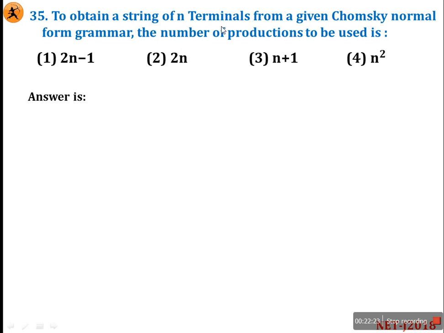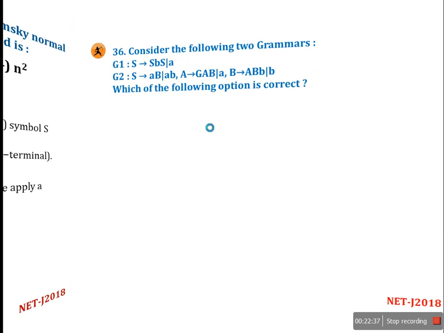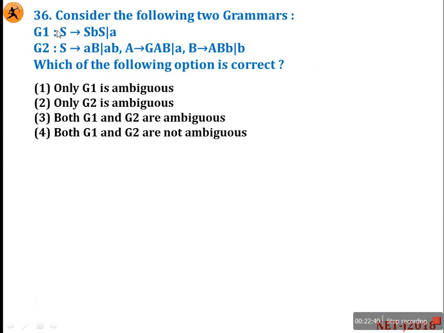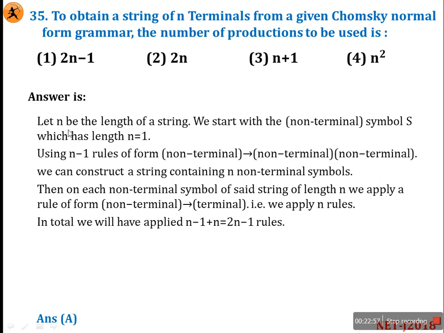To obtain a string of n terminals from the given Chomsky normal form grammar, the number of productions to be. Okay, just now I explained what is Chomsky normal form. This is a grammar. It always starts with the starting symbol S, which is a non-terminal symbol. Capital letters represent non-terminal symbols, small letters represent terminal symbols. Now let n be the length of the string. We start with the non-terminal symbol S, which has length 1.